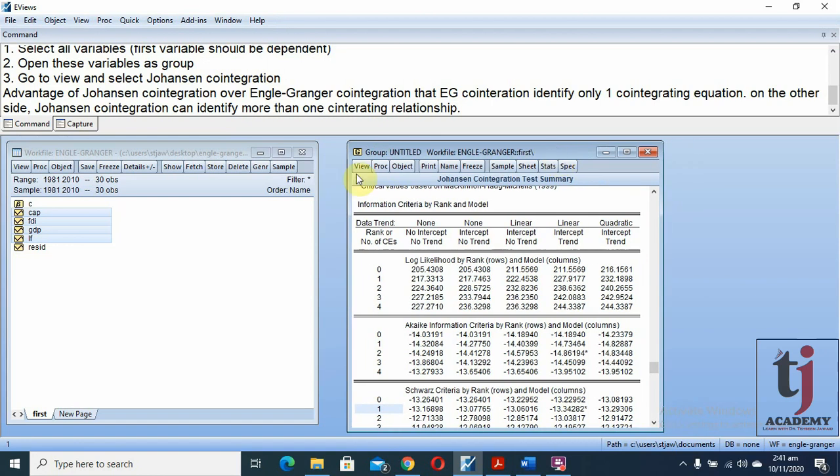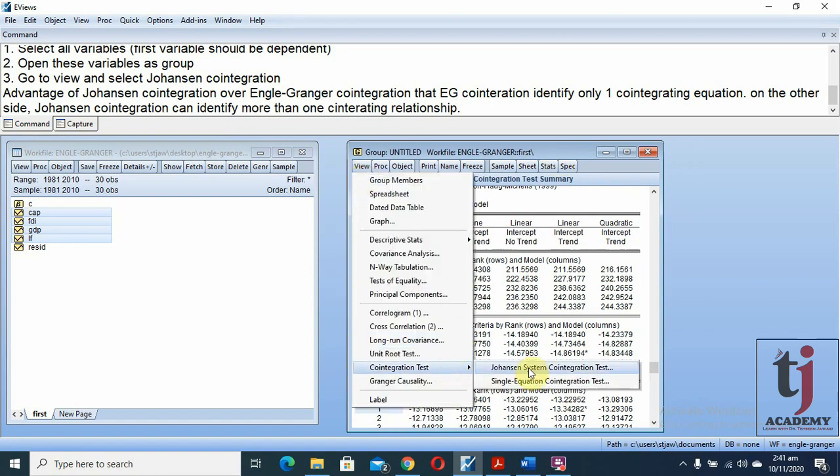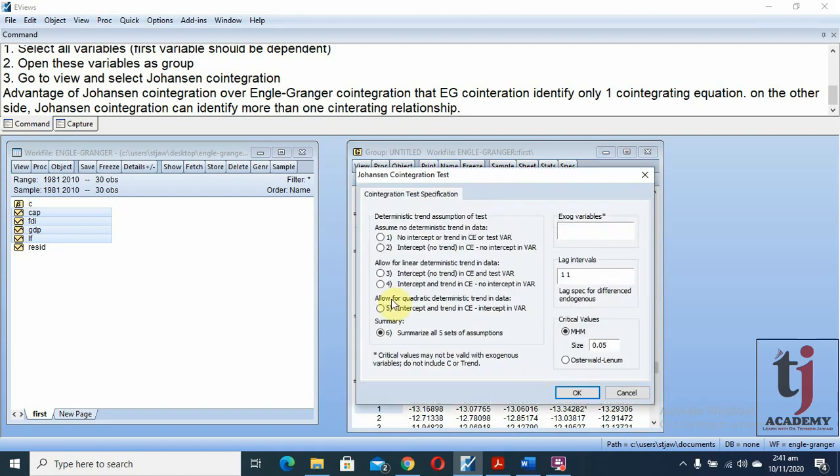So I should go to View, Cointegration Test, Johansen System Cointegration. We have to select option 4. There is already a lag 1. If the answer would be 2, we would have to write 2 here, but we know the appropriate lag length is 1, so we have to write 1 here. So we have selected our option number 4 and lag 1, then press OK.